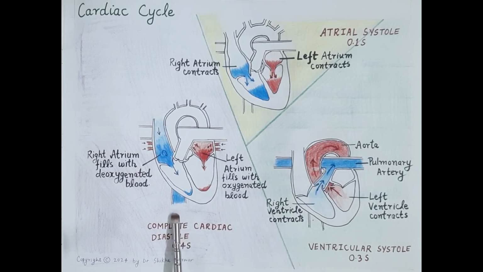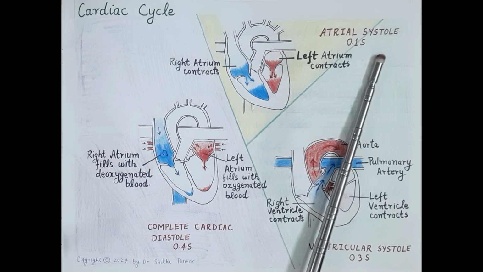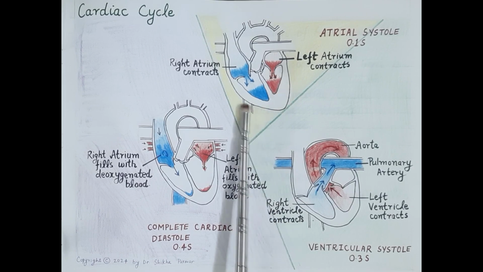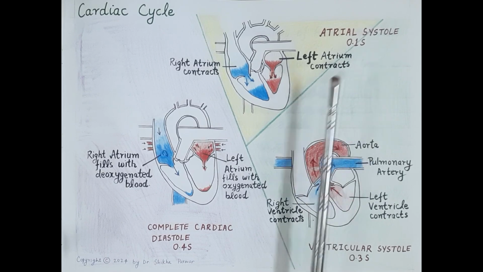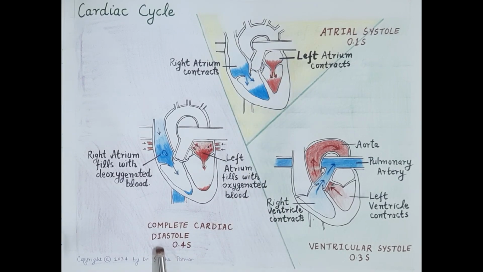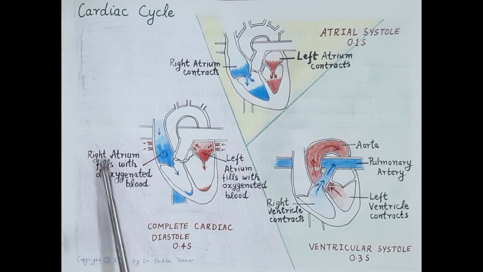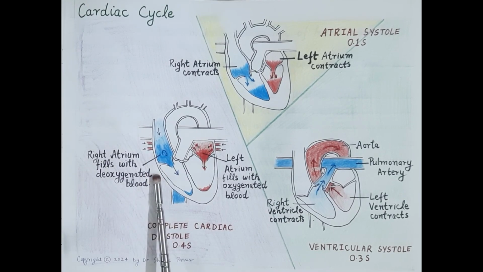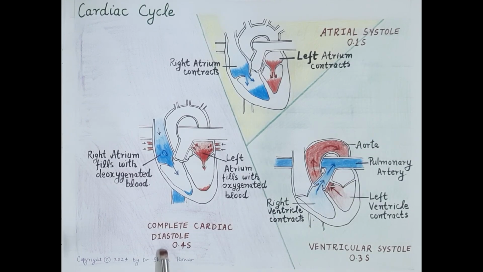These three diagrams of heart represent three phases of cardiac cycle. Now here it is very important to understand that systole means contraction. During systole, cardiac muscles that are found in the wall of the heart contract. And when the cardiac muscles contract, the heart pumps blood. Whereas diastole means relaxation. During diastole, the cardiac muscles relax and the heart is filled with the blood. So, systole means contraction and diastole means relaxation.